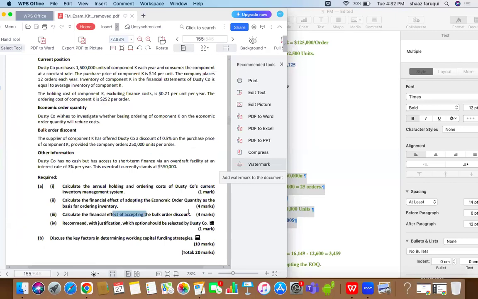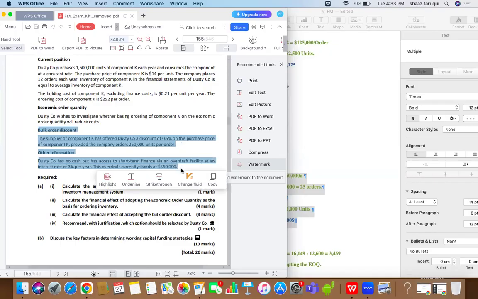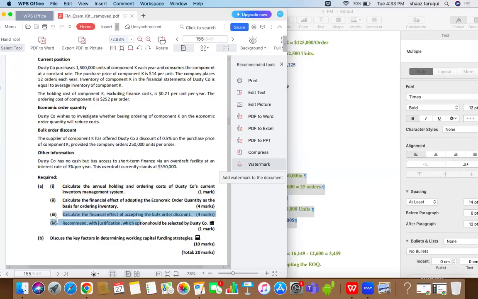Calculate the financial effect of accepting the bulk order discount. As of now, I don't even know there's a bulk order. See, don't aimlessly go and look for the information. TECO offers a discount of 0.5% on the price of component K, provided the company orders 250,000 units per order.